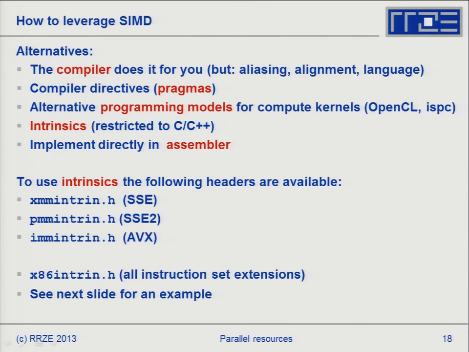And you could implement directly in assembler. There are some cases, we had one case recently where it was not possible by any of these methods to get decent code. So we had to use assembly language. But that shouldn't really be the standard case. If you want to use intrinsics, you have to include a header file for certain SSE variants or AVX. You can also just include this one. It includes all instruction set extensions. These intrinsics work for the Intel compiler at least and for the GNU compiler. Not sure about PGI, and they do not work for Cray, as far as I know. So the standard Cray compiler does not support these intrinsics.